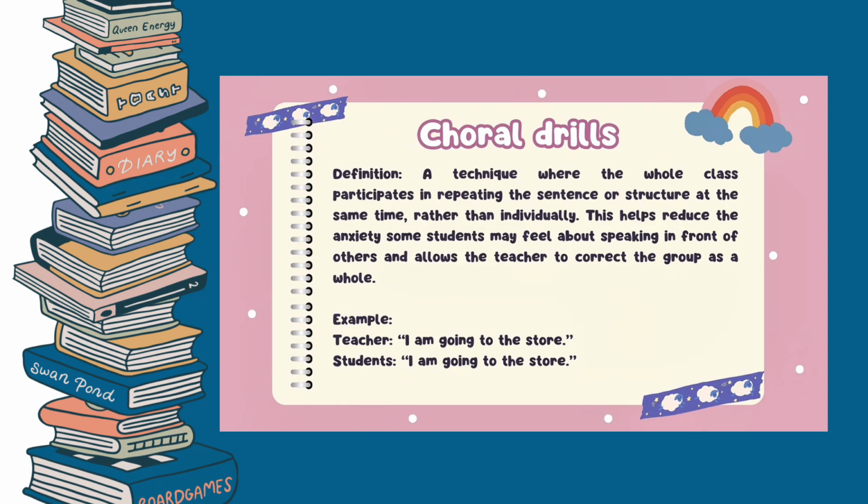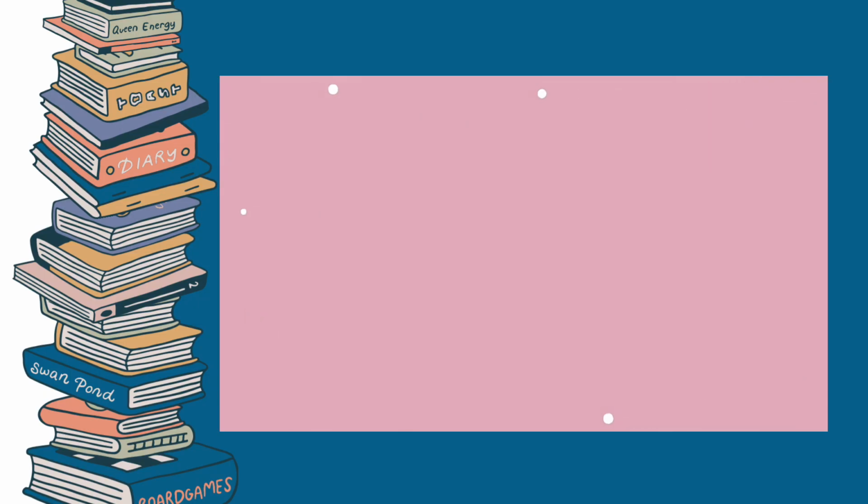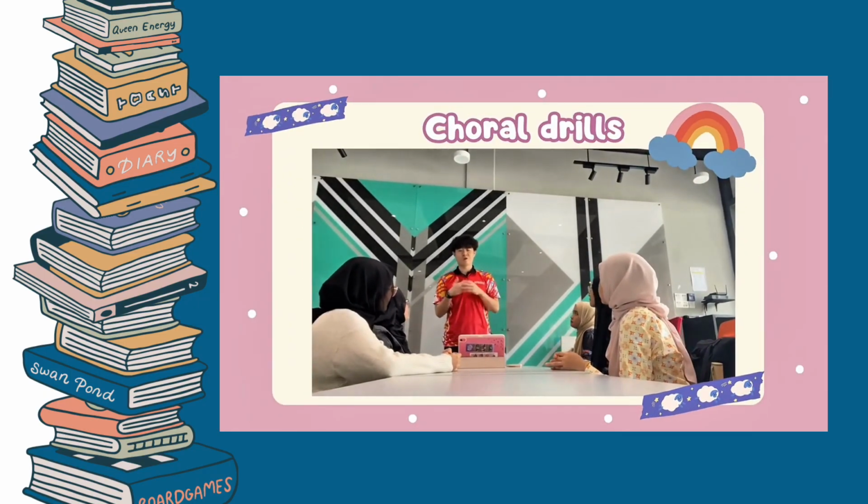Choral drills is a technique where the whole class participates in repeating the sentence or structure at the same time rather than individually. This helps reduce the anxiety some students may feel about speaking in front of others and allows the teacher to correct the group as a whole. For example, when the teacher says, I am going to the store, the students, which is the whole class, are going to repeat the same sentence: I am going to the store.